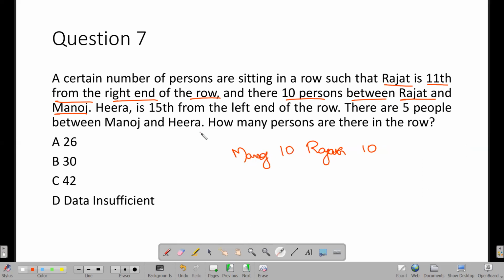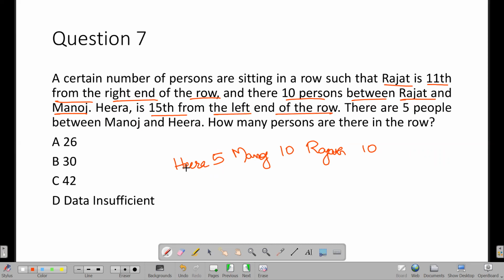Okay, so you have considered Rajat is 11th from the right end, and there are 10 people between Rajat and Manoj. Great. It is given Hira is 15th from the left end of the row. Also, it is given there are 5 people between Manoj and Hira. So let me consider like this. There are 5 people between Manoj and Hira, and it is given that Hira is 15th from the left end of the row.